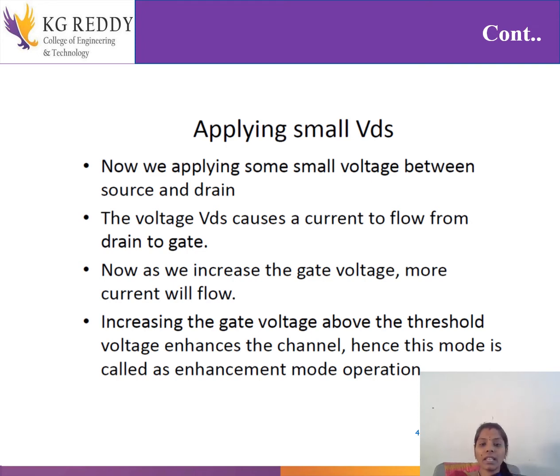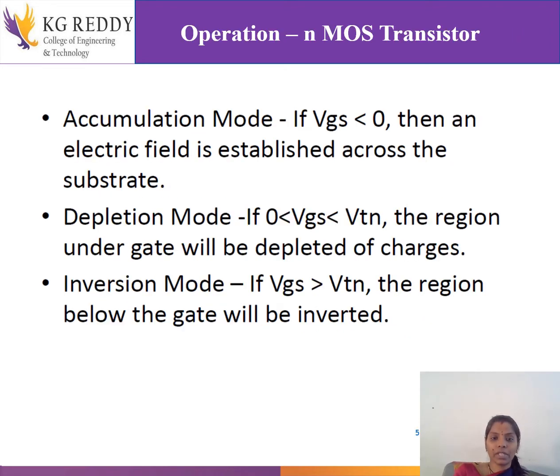What we are saying is that as we keep on increasing, it moves into the linear and then it moves into the saturation, right? But now, as we keep on increasing the gate voltage above the threshold, this will move into the enhancement. Yes, it is an enhancement channel, and therefore we say that the device is operating in an enhancement mode of operation, right? And now here we have the accumulation as well as the depletion and inversion modes of operation.